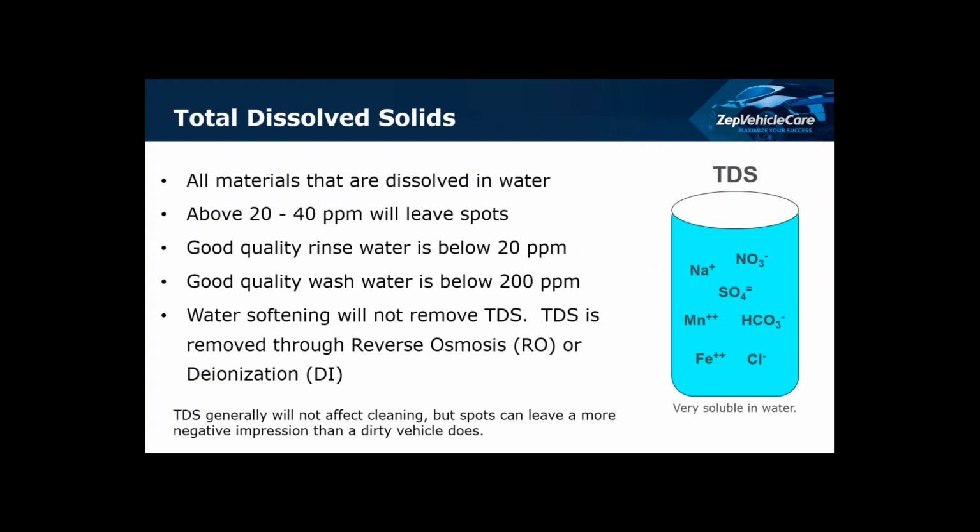The next big topic that we always see with water is total dissolved solids, or TDS. That's pretty much everything that's in the water. Anything above 20 parts per million, 20 to 40 parts per million, will begin to leave spots. Even if you have the greatest wash and the greatest chemistry in the world, if you don't have good water, it's going to leave spots. For good quality rinse water, we really like to have 20 parts per million or less.